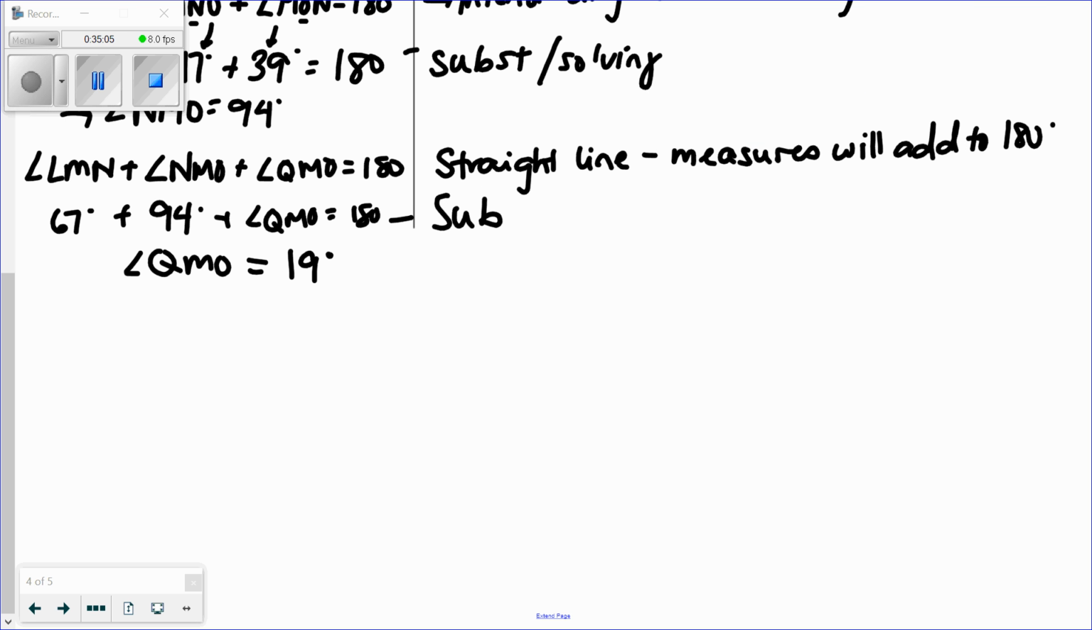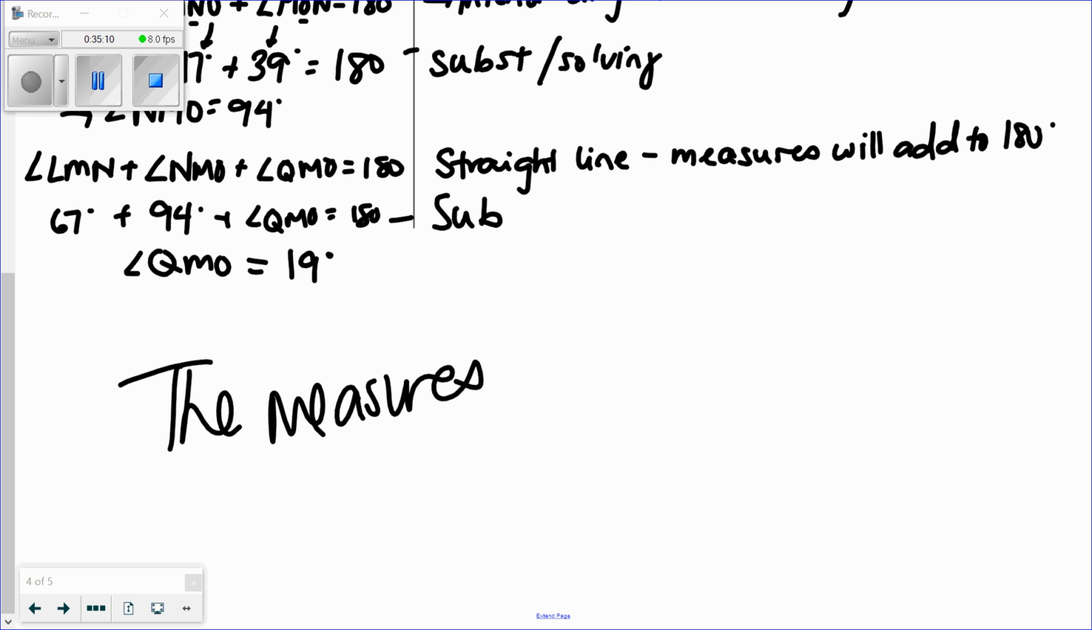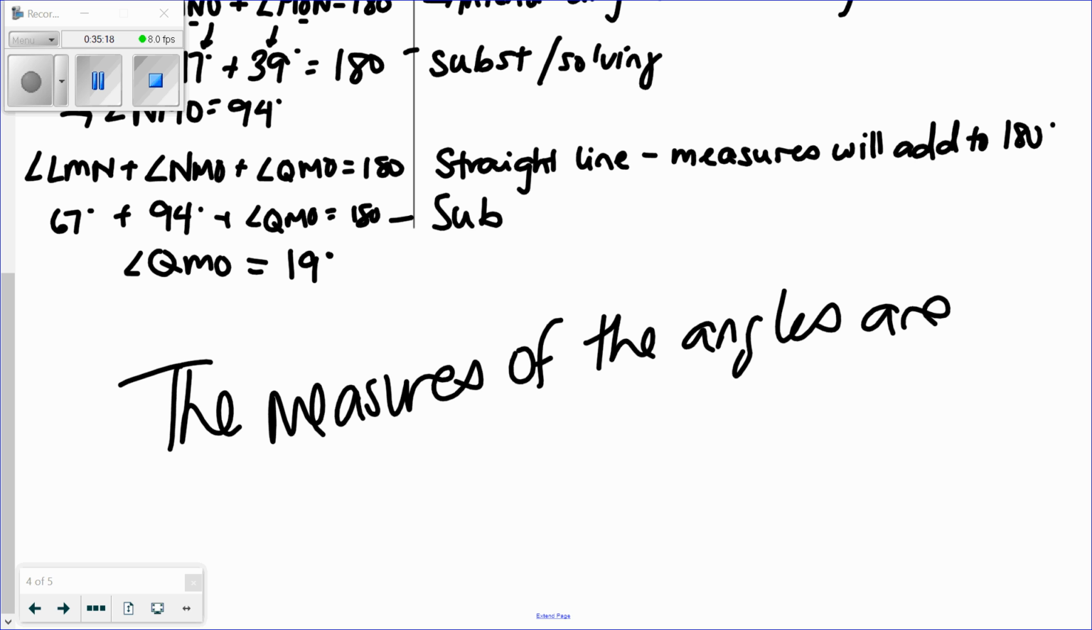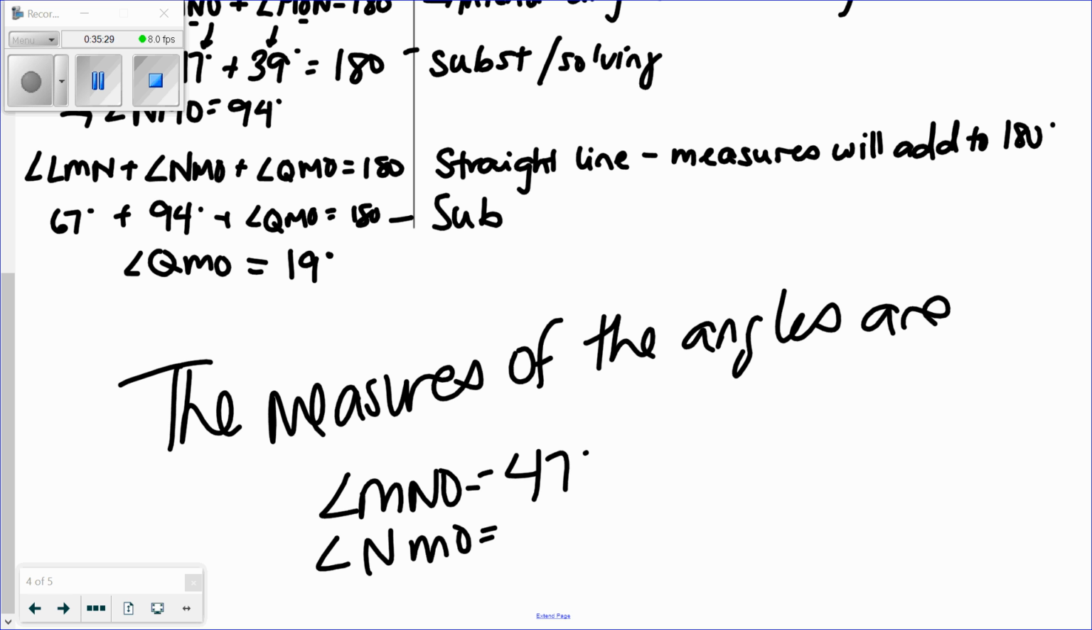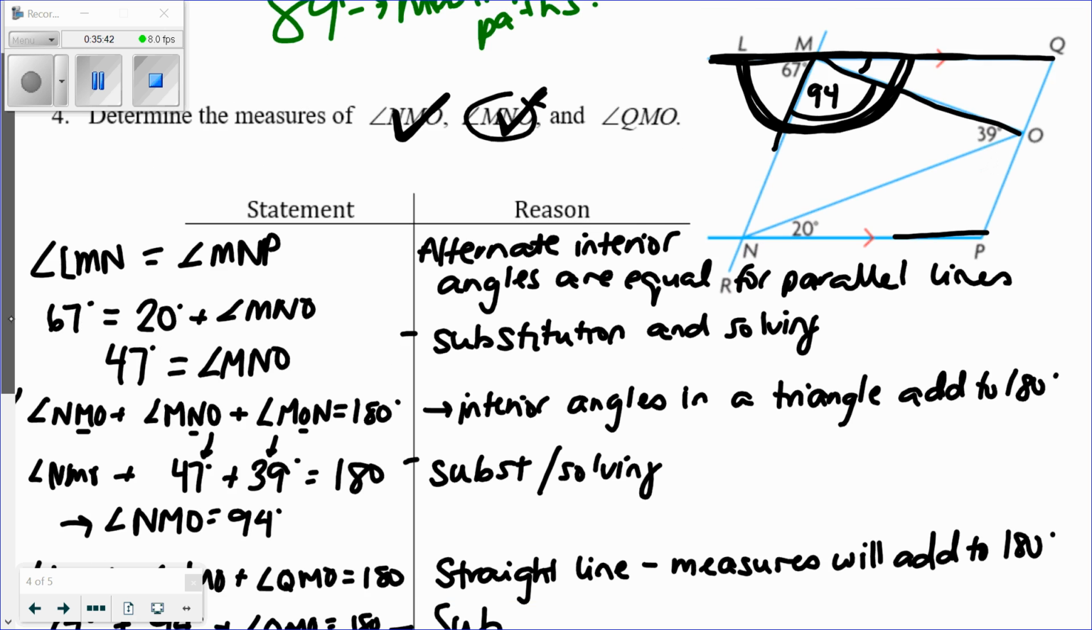All right, so I just wrote at the bottom the measures of the angles are. And so again, MNO was 47 degrees, and angle QMO was that last one we figured out, was 19 degrees. So we solved what the question was asking us up the top there.